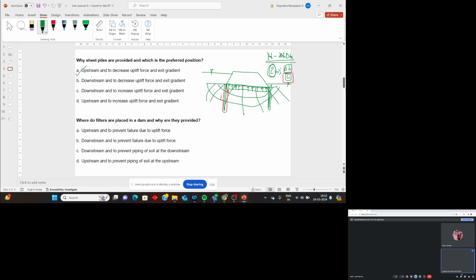And usually, to be on the safer side, people will install sheet piles in both upstream and downstream.